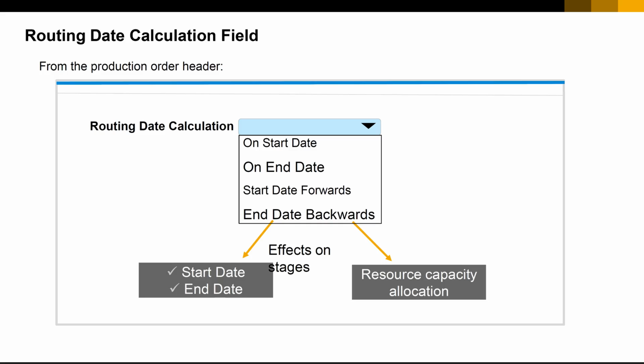Date scheduling is also relevant for item components because their row start date impacts the materials requirement planning. It also helps manage resource capacity, to make sure a given resource is available during production and to be able to plan production ahead. There are four methods of routing date calculation in SAP Business One. They are on start date, on end date, start date forwards, and end date forwards.